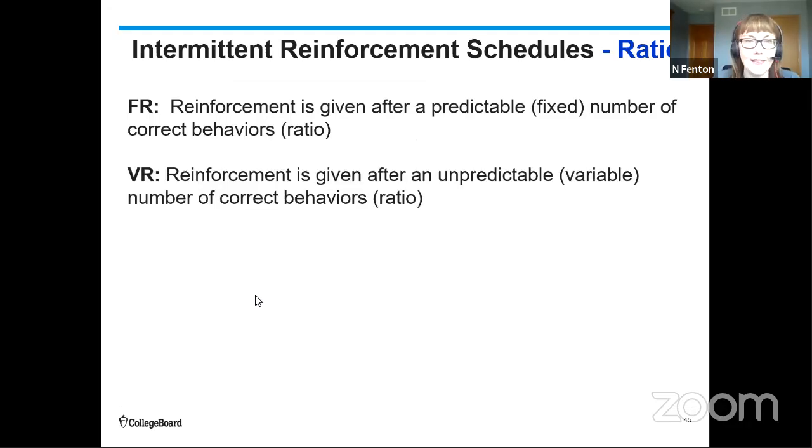So let's take a look at the ratio schedules and give you a few examples. So with a fixed ratio, there's a predictable number of correct behaviors. So for example, like we had on the previous page, buy 5 coffees, get 1 free. So maybe you've had one of those little cards that certain restaurants might give out. So if you accumulate 5 stickers or 5 punches for purchasing coffee, your 6th one is free.